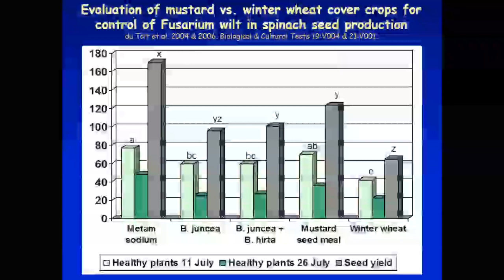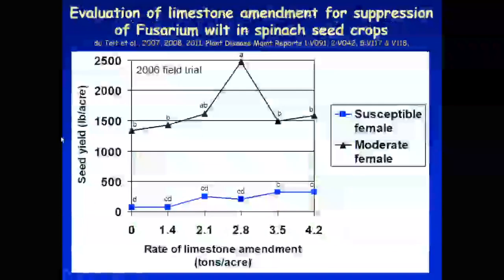When we're looking at this limestone work, I'm just going to give you a little bit of data. We've been working on this for about 8 years, looking at optimizing use of limestone to suppress Fusarium in spinach. This figure shows seed yield, marketable seed yield in pounds per acre. At the bottom shows the rate of limestone that we amended the soil, ranging from 0 to 4.2 tons per acre. And we had 2 different female lines in this field.